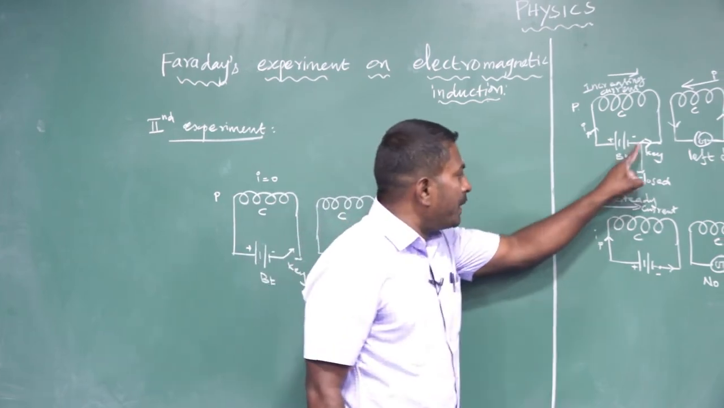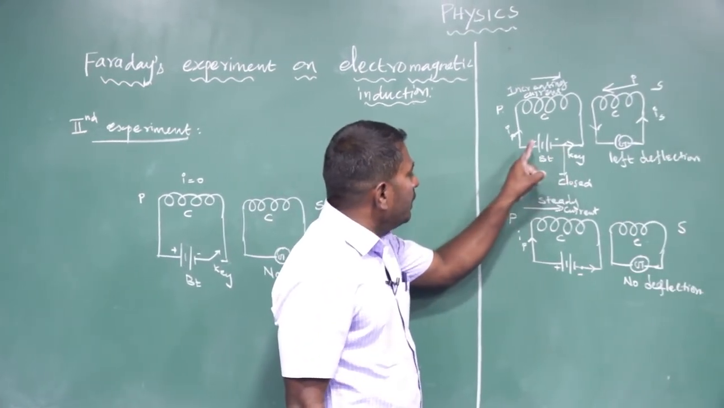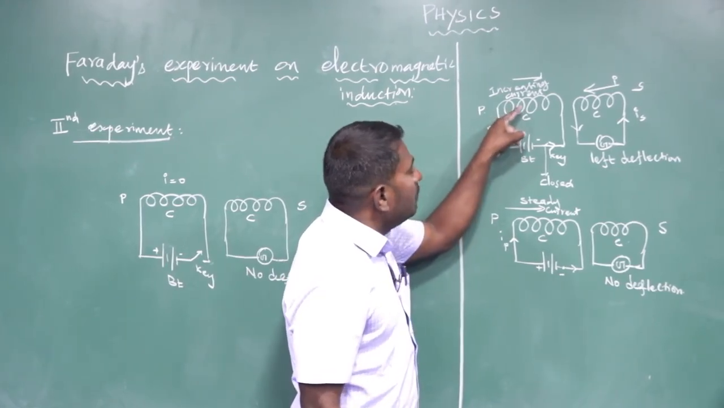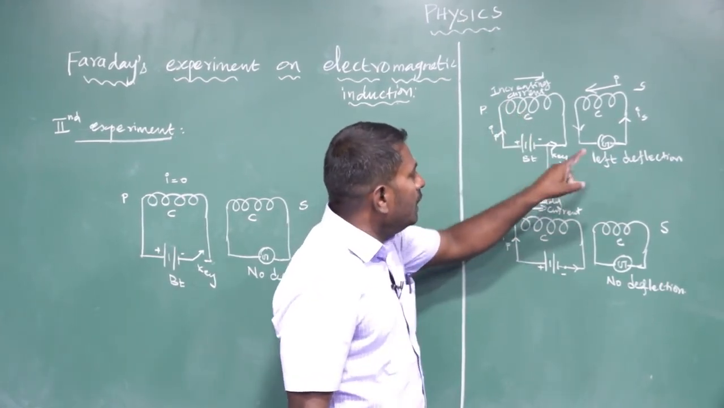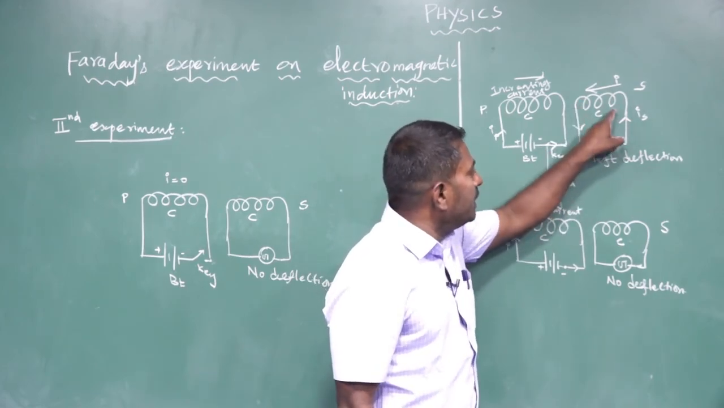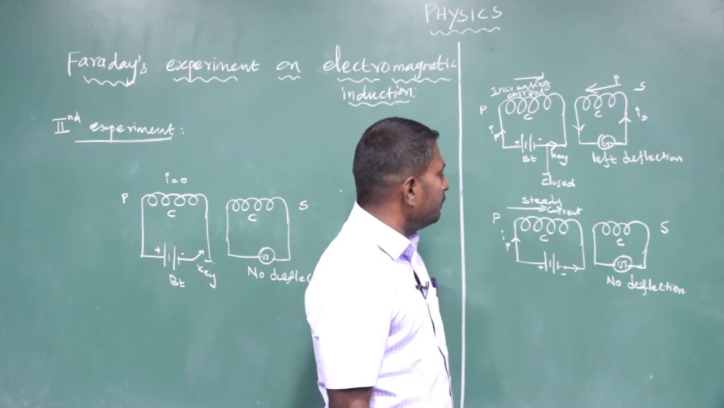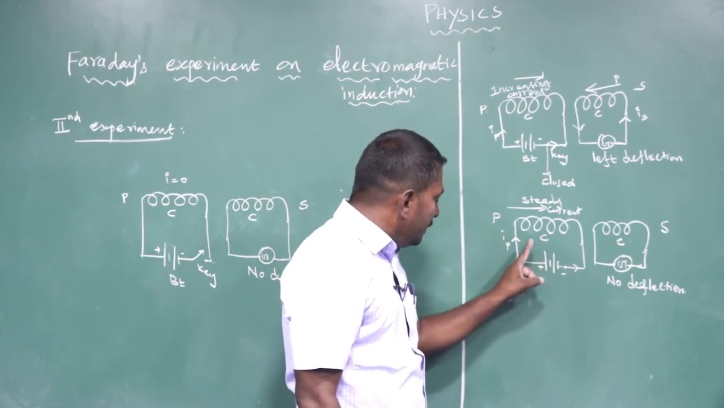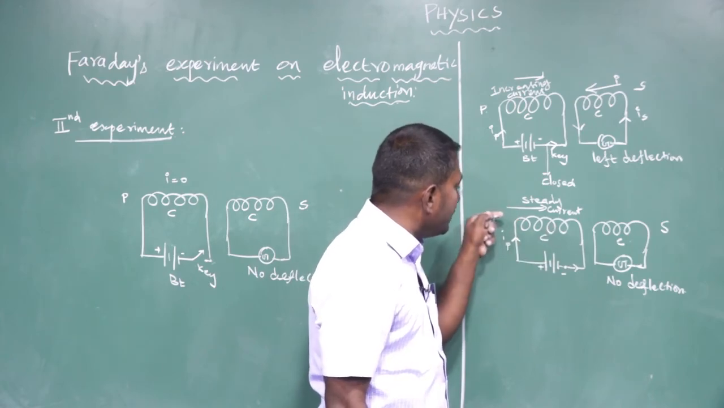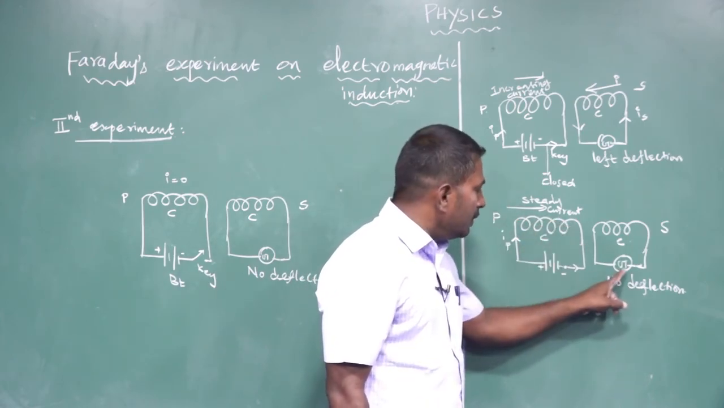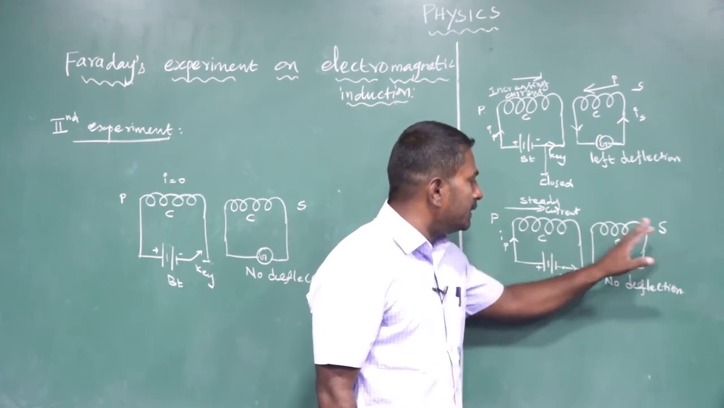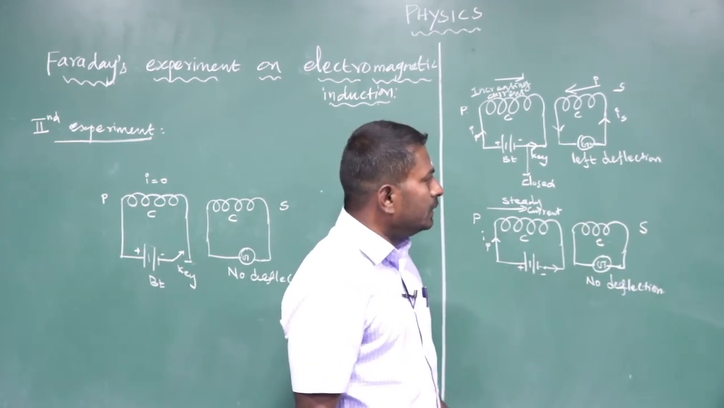But when the key is pressed or closed, the electric current in the primary closed circuit increases from 0 to the maximum value. At that moment, the galvanometer shows a momentary deflection, which indicates that electric current is set up in the secondary closed circuit. If the electric current in the primary closed circuit reaches a steady value, the galvanometer does not show any deflection, which indicates that no electric current is set up in the secondary closed circuit.